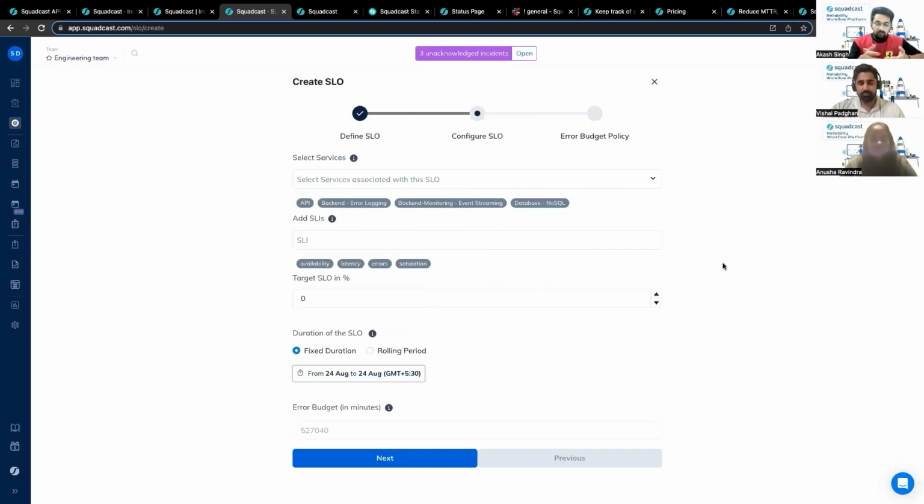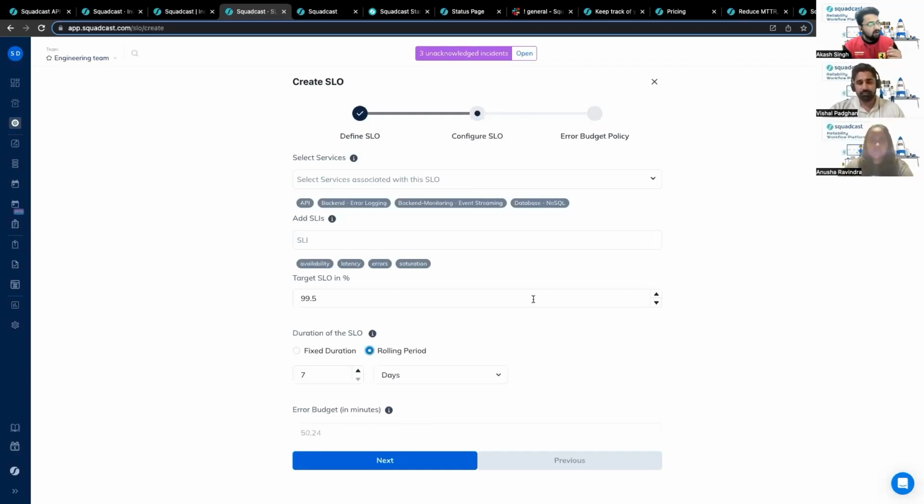And then the important step would be to define the target that you're trying to achieve for that particular SLO. So let's say I would want a target of 99.5%. Once the target is defined, you would define the duration in which you're trying to achieve that target. It can either be a fixed duration, like a fiscal year, or a quarter or two, something that you would want to have. Or you can even select a rolling period. Right now, I'm going to select a rolling period of 7 days.